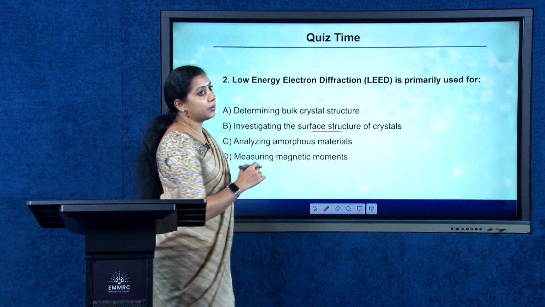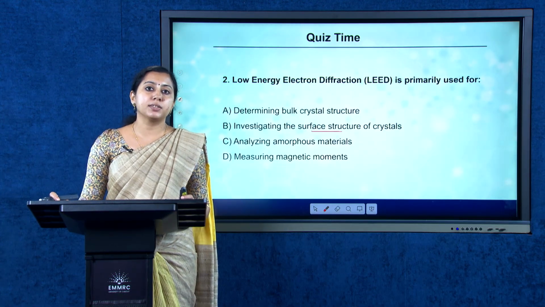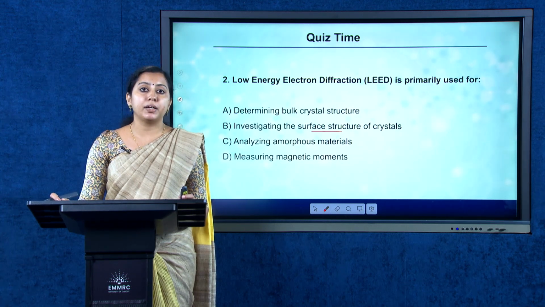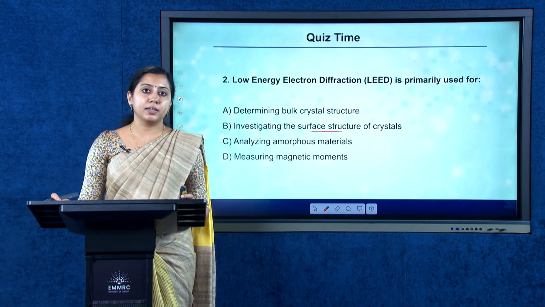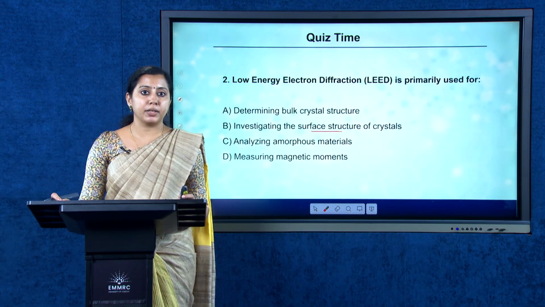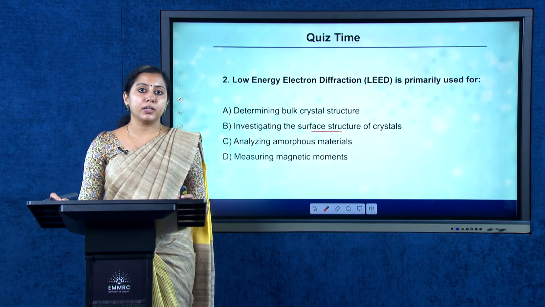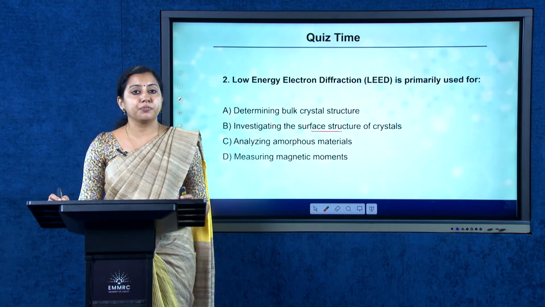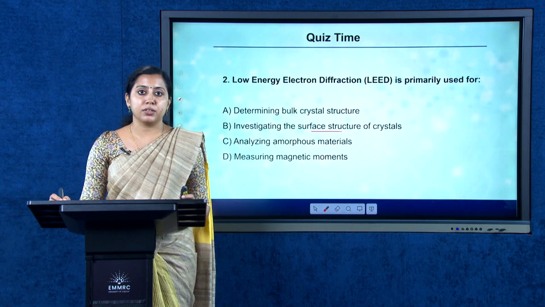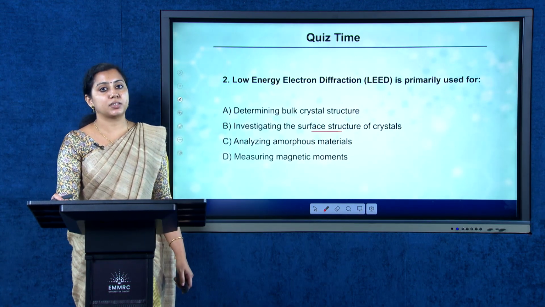In electron diffraction methods, electrons are scattered and these electrons cannot penetrate deeply into the crystal planes. They can penetrate only up to the first few layers or first top layers. So, the electron diffraction methods are generally employed for studying the surface structure of crystals. So, here low energy electron diffraction, which is an electron diffraction method, is generally used for investigating the surface structure of crystals.